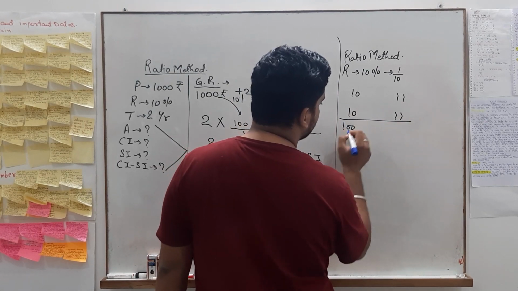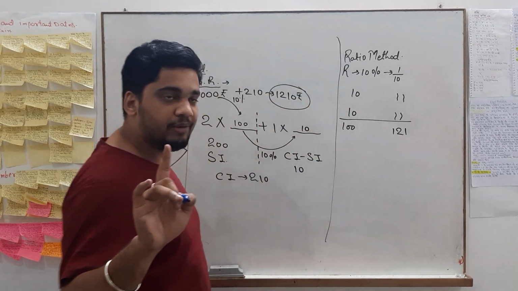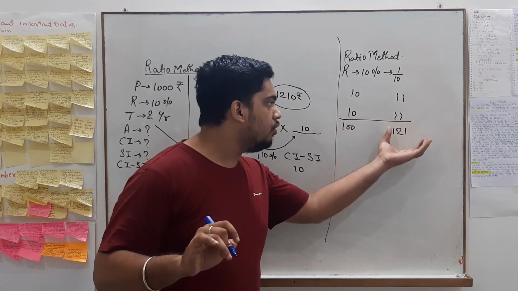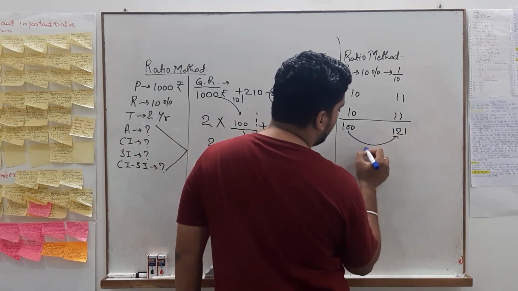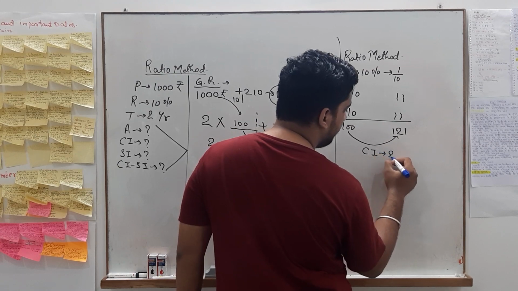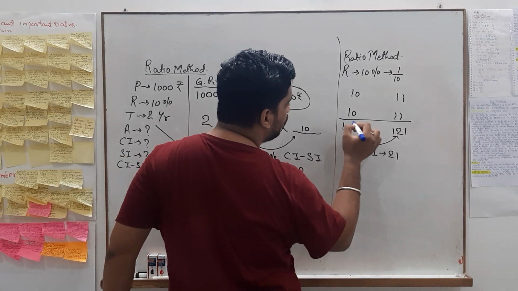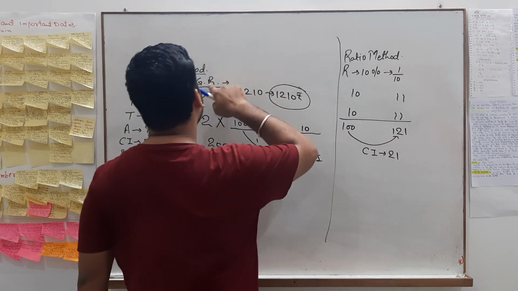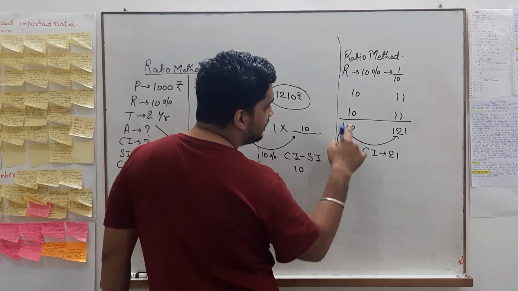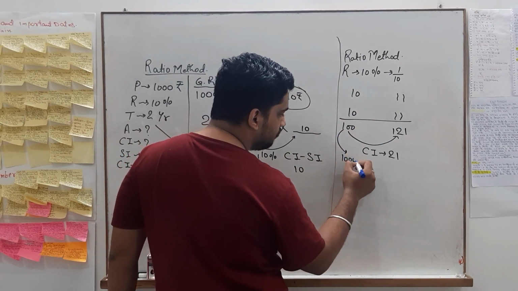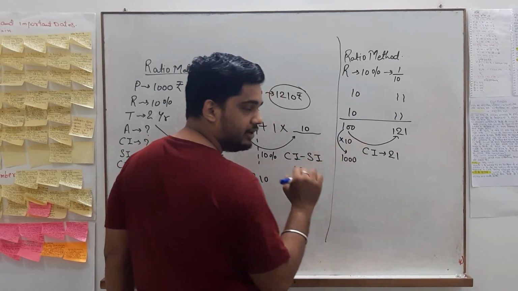So the total is, principal is 100, amount is 121. Getting my point? Principal is 100, amount is 121. So we can say that the total compound interest is 21. Are you getting my point? But according to the question, the principal is 1000. So what we can say? We can say that this 100 must be equal to 1000. It means 10 times of it, right? 10 times of it.